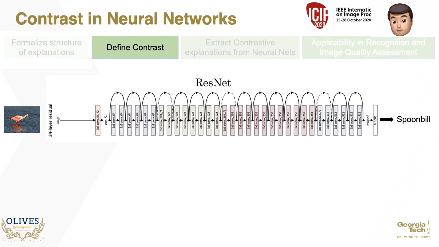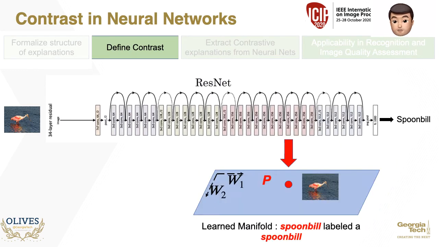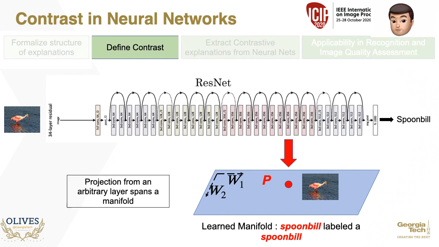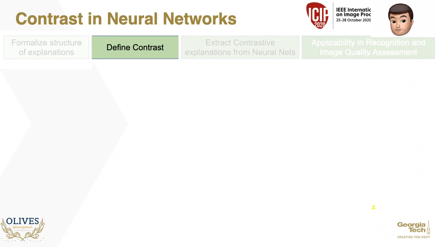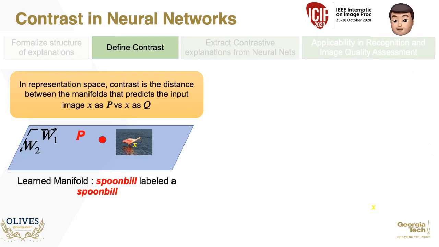Within the network, the image falls on a trained manifold. Since the prediction is correct, consider that the shown plane is a simplified learned manifold where a spoonbill is classified as a spoonbill. Note that the weights span this manifold. Hence, projecting onto this manifold provides the correct decision. Now we define contrast in the representation space. We define contrast to be the distance between two manifolds, one in which a spoonbill is classified as a spoonbill, and another in which a spoonbill is classified as a flamingo.